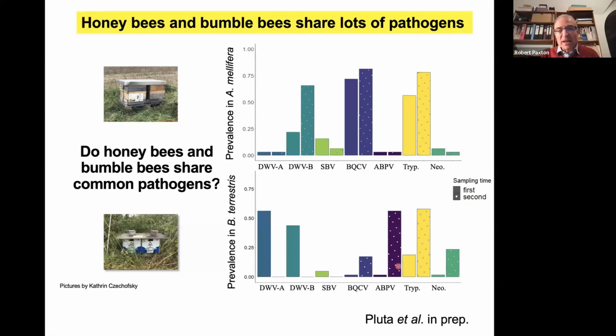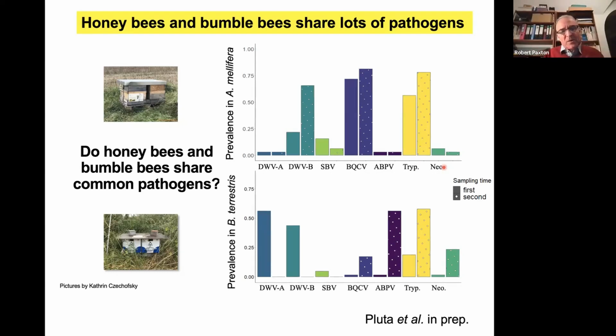So clearly, it's not just deformed wing virus that they're sharing. These bumblebees are sharing with honeybees a lot of the viruses, and also other pathogens as well. So pathogen sharing and presumably pathogen spillover is not restricted to deformed wing virus. It's reflected in a number of different pathogens and not just viruses.